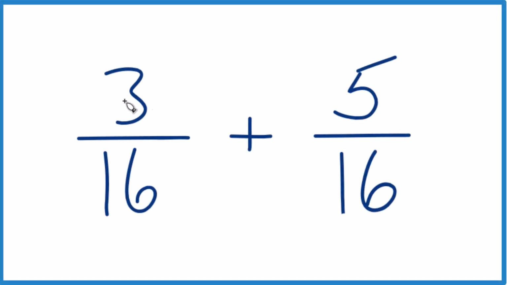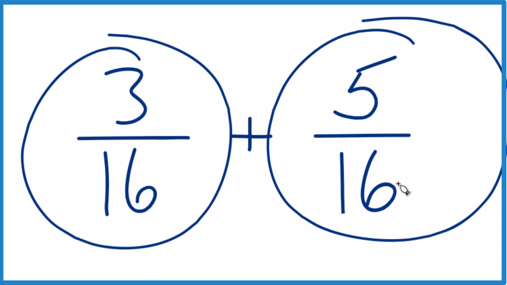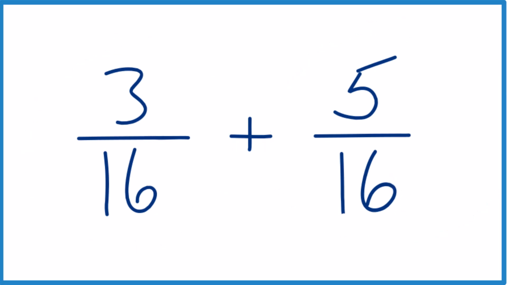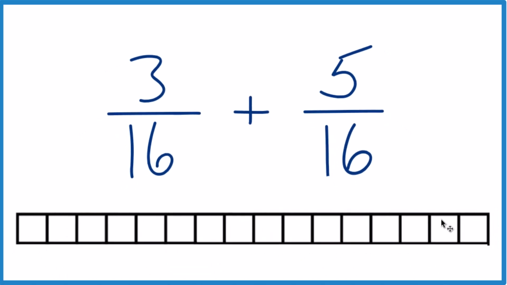So real quick, here's how you add 3/16 and 5/16. The way to think about this is if you are measuring something and you have 1/16, so there's 16 blocks, each one is 1/16.